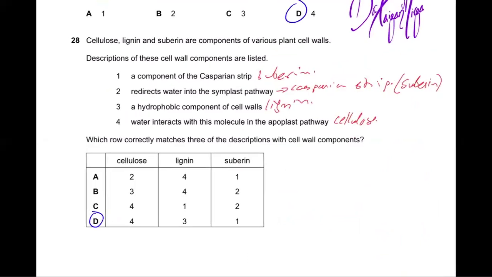Cellulose, lignin, and suberin are components of various plant cell walls. Descriptions of these cell wall components are listed. A component of the Casparian strip, we know it's suberin. Redirect water into symplastic pathway, Casparian strip, suberin again. Hydrophobic components of cell wall, lignin. Water interacts with this molecule for the apoplastic pathway.